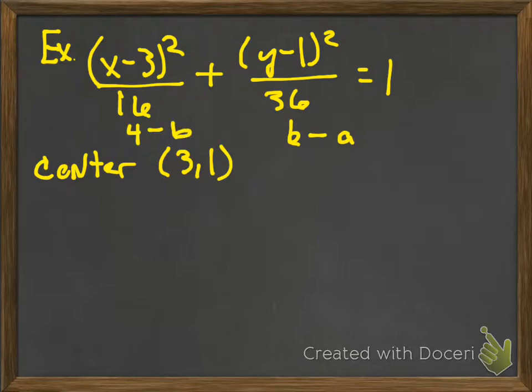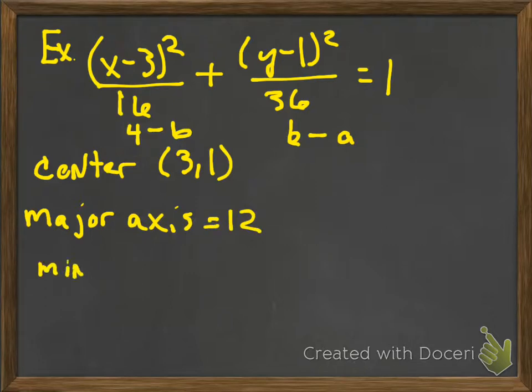So that means you're going to have a major axis that's 12 and a minor axis that has a length of 8. Really, what you should think of is from this 3, 1, you're going to go up 6, down 6. You're going to go to the left and right 4 from that point. So let's look at that. Let's do that a little bit slower.